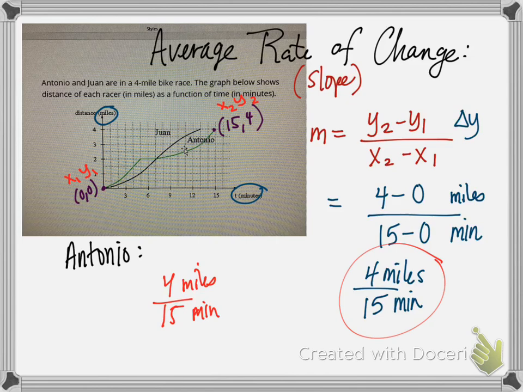figure out how long it took him to go 1 mile on average, again, because this is not a straight line. So I could divide by 4. And so this gives me 1 mile, and 15 divided by 4 is 3.75. So on average, it took him 3.75 minutes to go 1 mile.